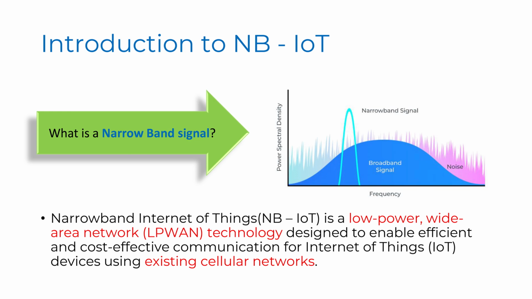Here, if you look at the definition of Narrowband Internet of Things, it is a low power wide area network technology, LPWAN technology, designed to enable efficient and cost effective communication for Internet of Things devices using the existing cellular network. This is one of the key reasons why we are using NB-IoT, because to deploy NB-IoT we don't need separate additional infrastructure. We can deploy NB-IoT on top of the existing LTE network. As I told you previously, LTE-M and NB-IoT are two subsets of the available LTE network.